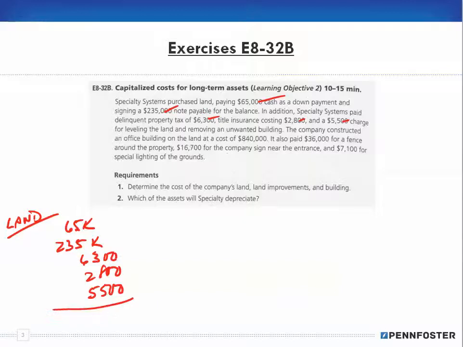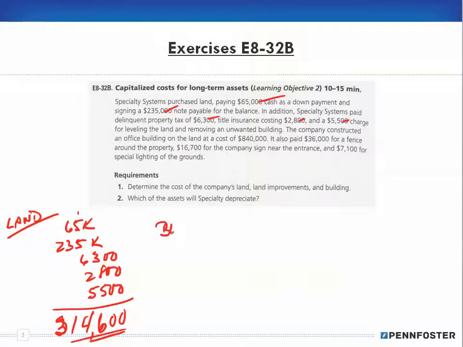All right, and so when we add that up, $314,600 is the cost of the land. Okay. Remember, it's not just land, it's the associated costs with it, which include all of those insurances and things. Right? So they construct an office building.